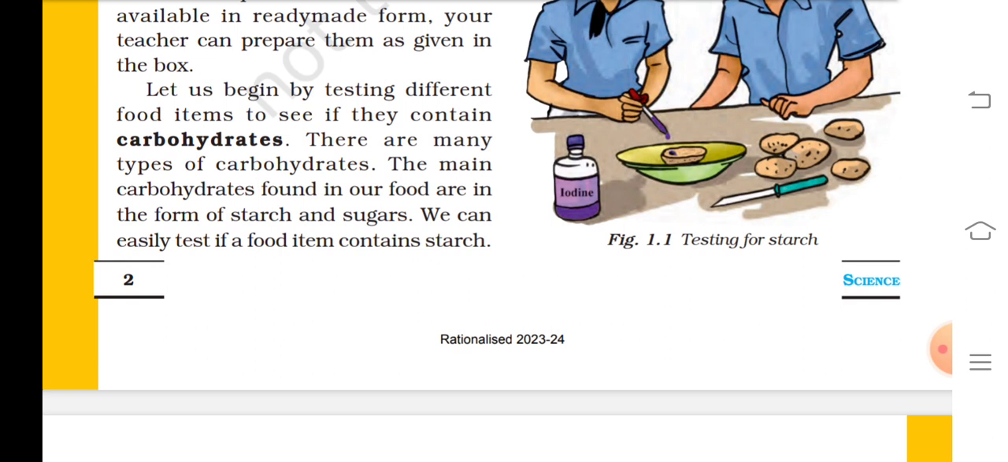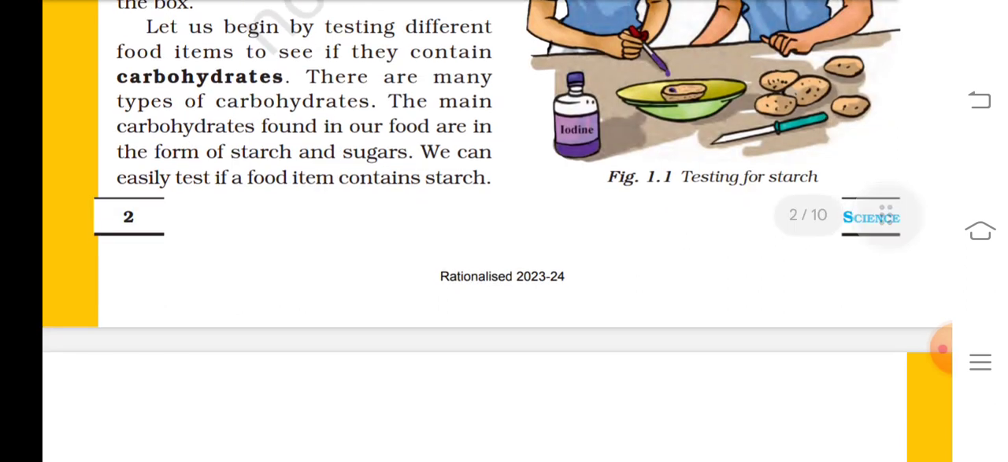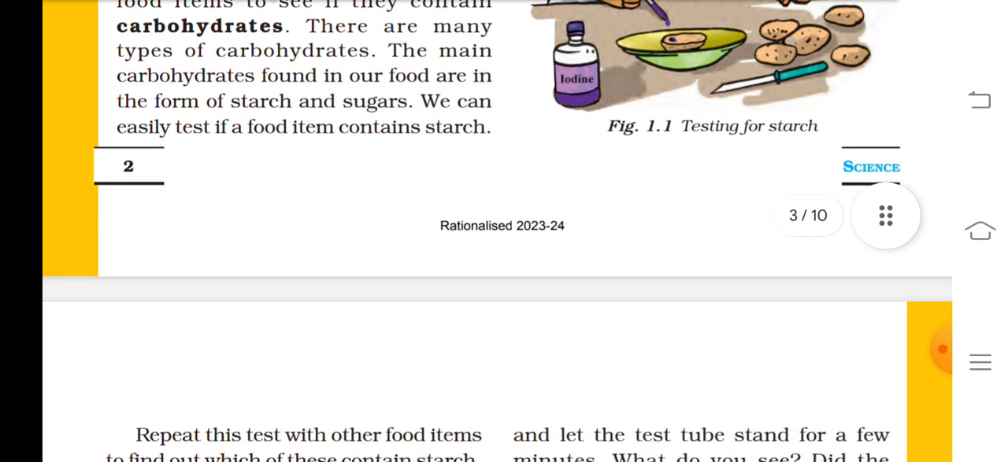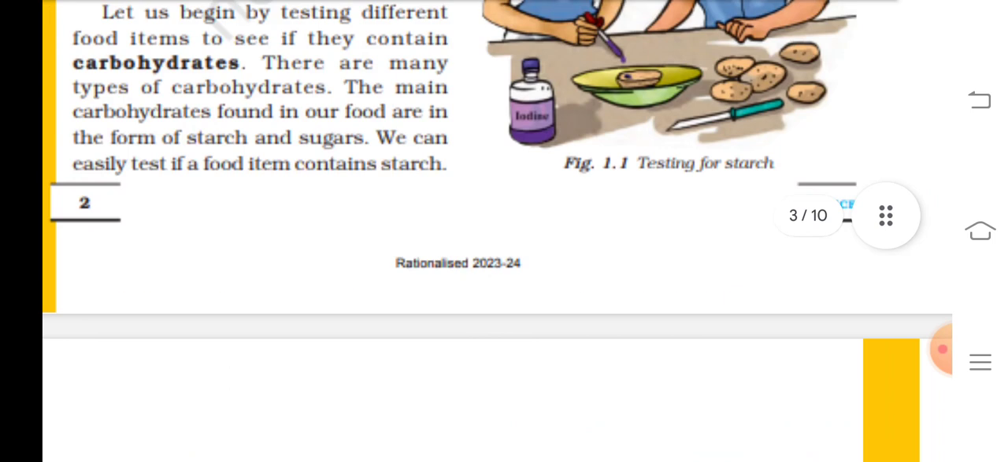There are many types of carbohydrates. कार्बोहाइड्रेट बहुत टाइप्स के होते हैं. The main carbohydrates in our food are in the form of starch and sugar. मतलब मेन जो कार्बोहाइड्रेट पाया जाता है वह स्टार्च एंड शुगर में. We can easily test if a food item contains starch.